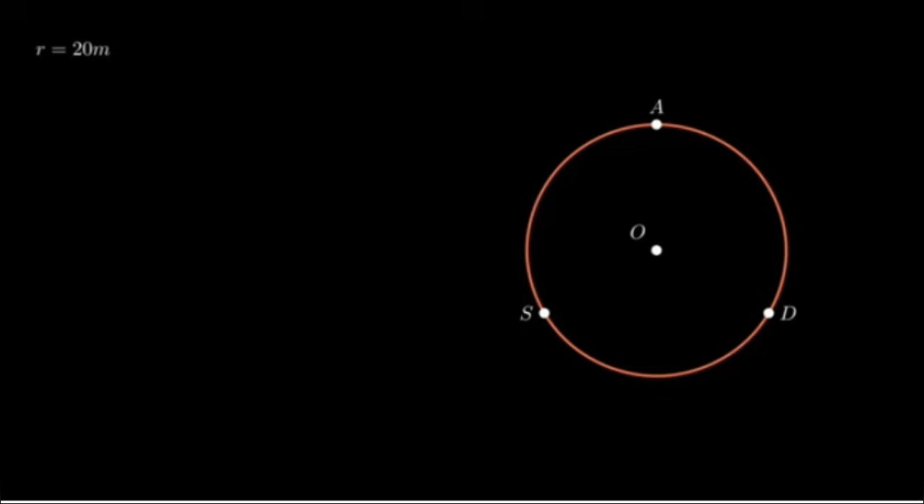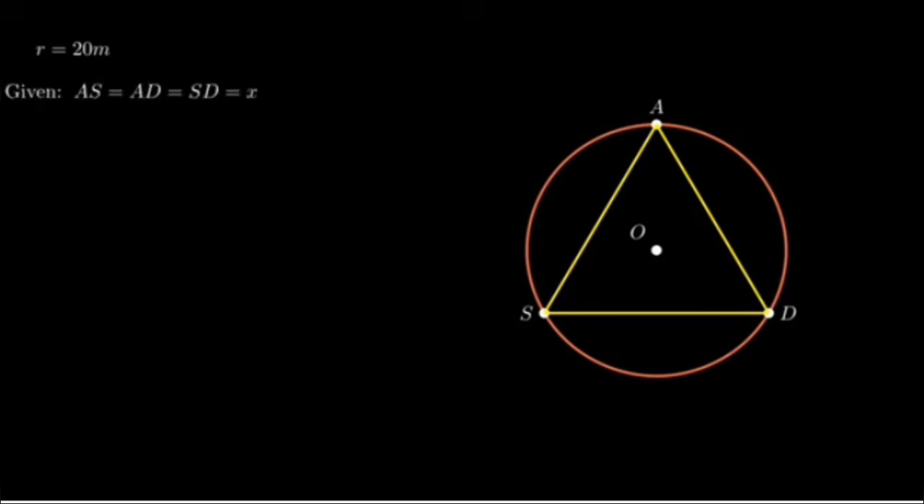We need to calculate the length of the string of each phone, that is, the length of any one side of equilateral triangle ASD. As the boys are standing at equal distance from each other, segments AS, AD and SD are equal and assumed to be X.